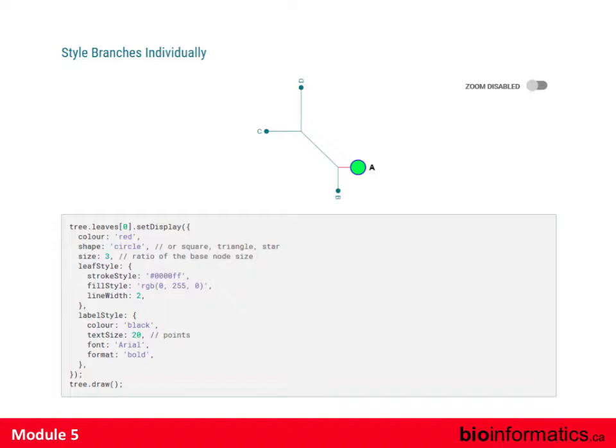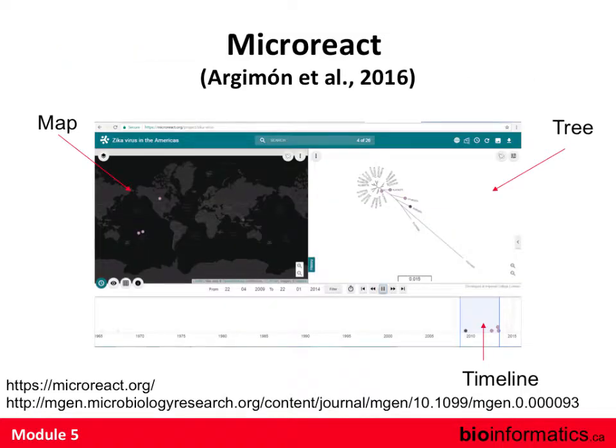If you look at the actual names there, label color black, well, guess what, the letter A is black, okay? So the control statements can be a bit weird, but the actual setting of different parameters is pretty straightforward. All right, and then we move on to MicroReact. That's a pretty dark day. It's going to look better than that in the tutorial, I swear.